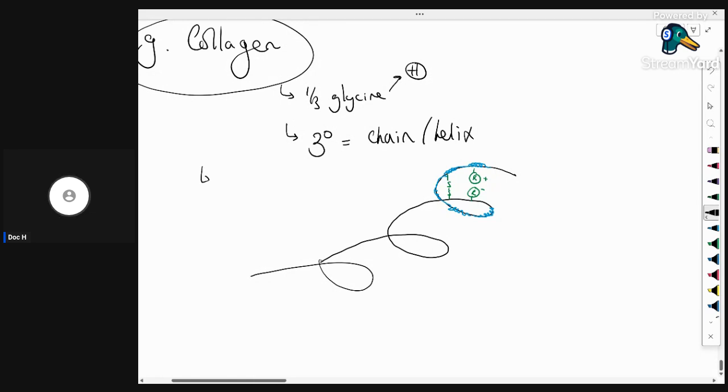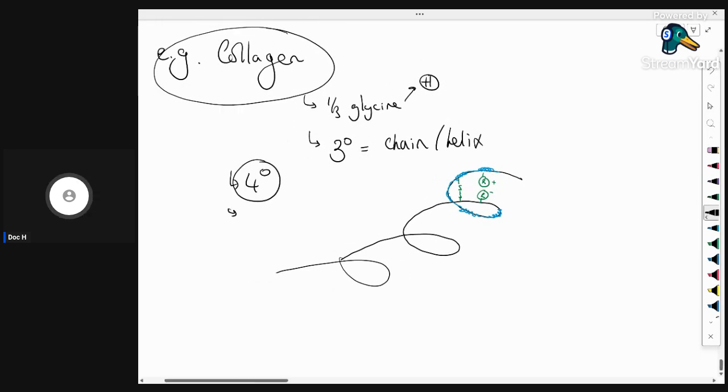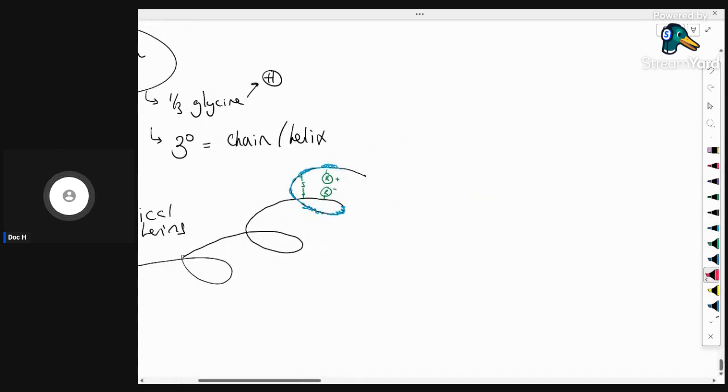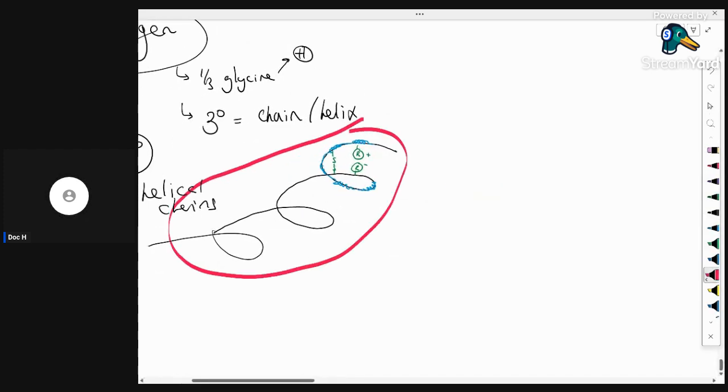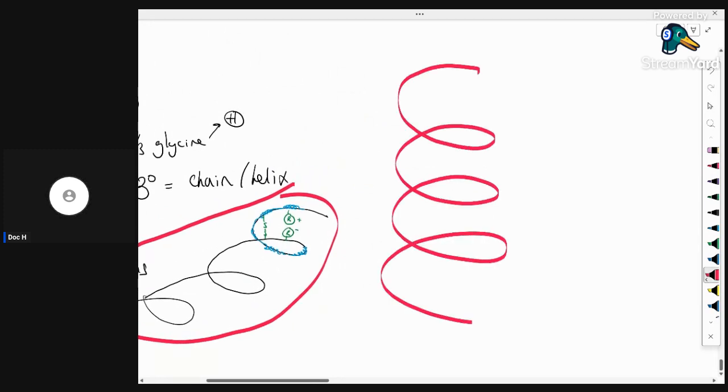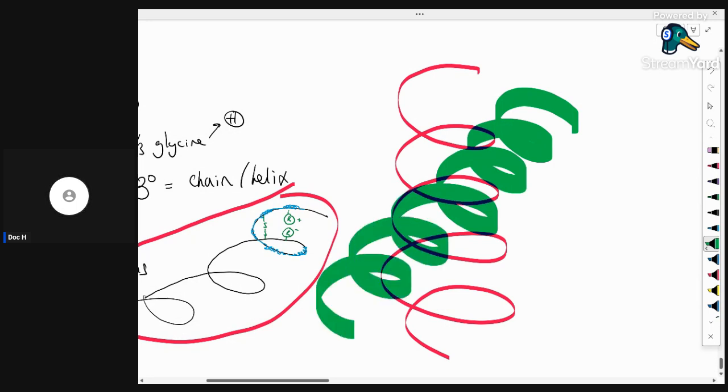But we have quaternary structure. And the quaternary structure is where we have 3 helical chains that interact with each other. So this is 1 helix, and we're going to have 3 of these. Let's put one here like this, and one here like this. This is a horrible diagram, and I apologize. There's a much better picture coming up, and there's another one like that.